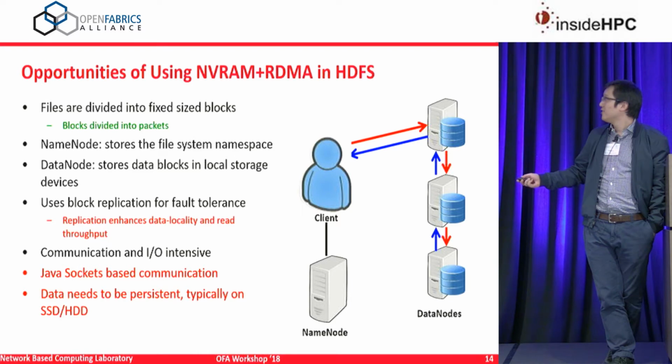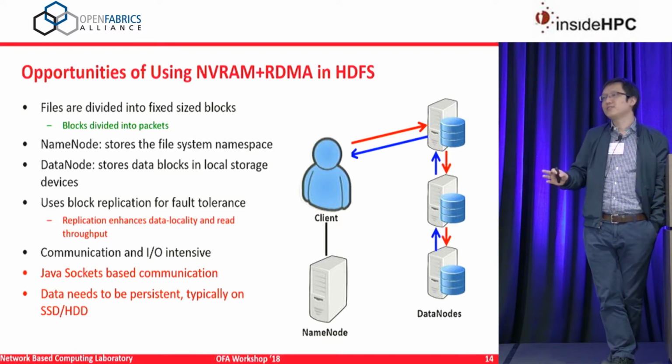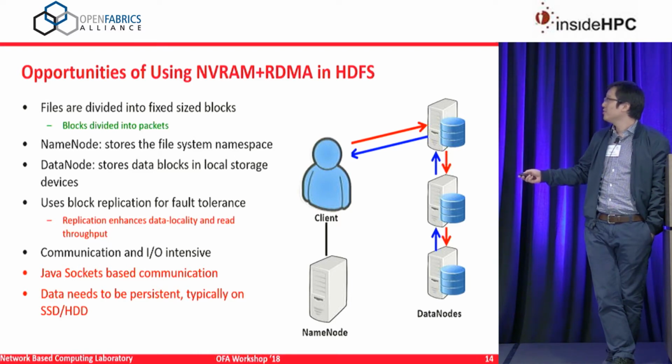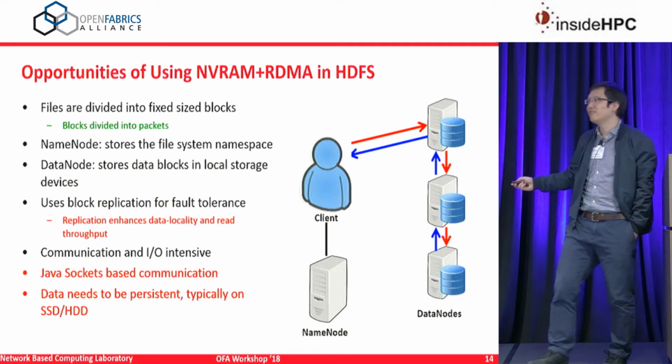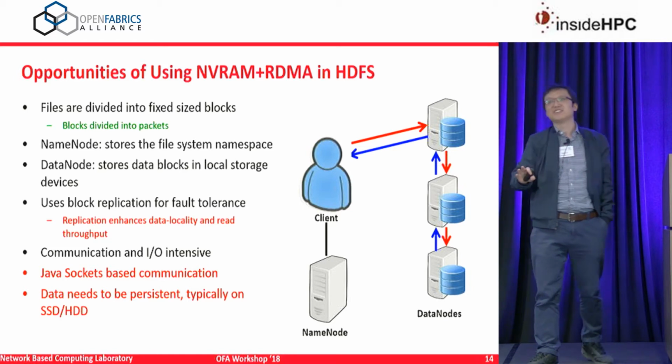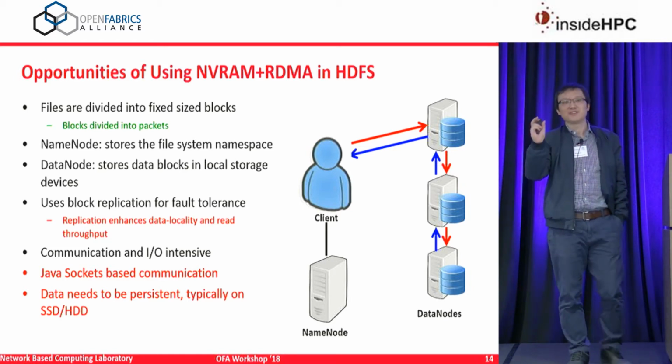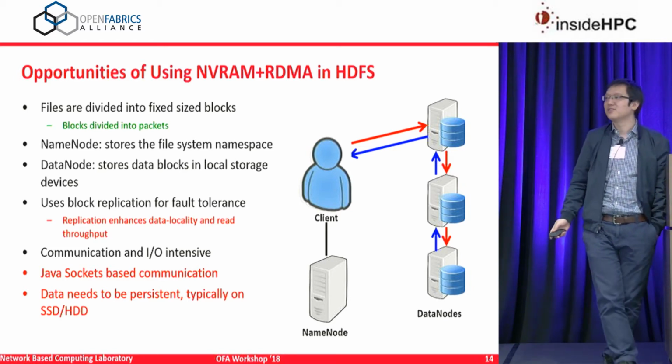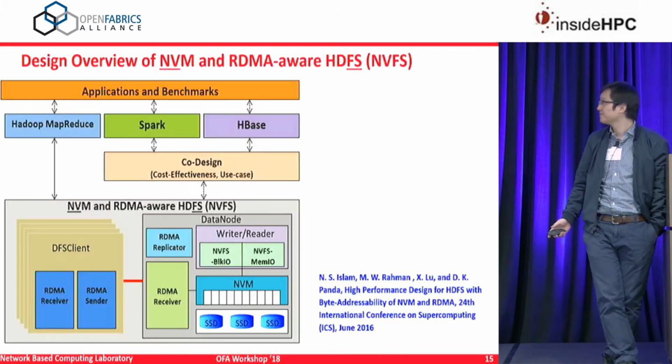Another thing is, in the traditional RDMA design for HDFS, you do an RDMA transfer from DRAM to DRAM, and then persist, then DRAM to DRAM, persist, DRAM to DRAM, persist, and come back. With NVRAM, you can directly do one transfer. An RDMA write to NVRAM is already persistent. So it will save a lot of time. That's the reason you can get benefit out of NVRAM.